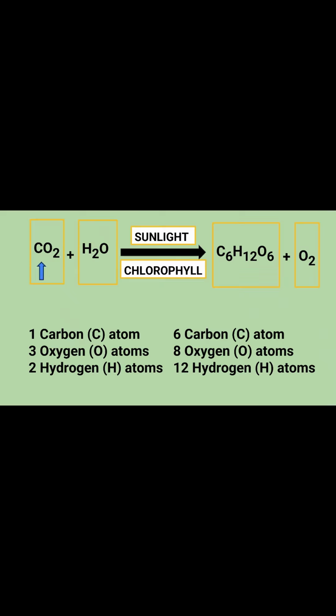Carbon is part of one compound on both sides of the equation, so let's balance that first. Currently, there is one carbon atom on the reactant side and 6 carbon atoms on the product side. To balance the carbon atoms, put a 6 in front of the CO2. This gives 6 carbon atoms on both sides of the equation. The carbon atoms are now balanced.